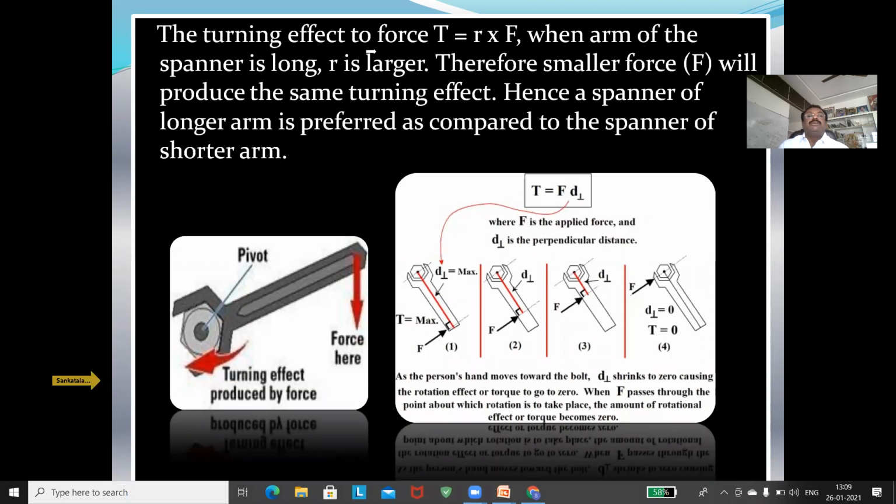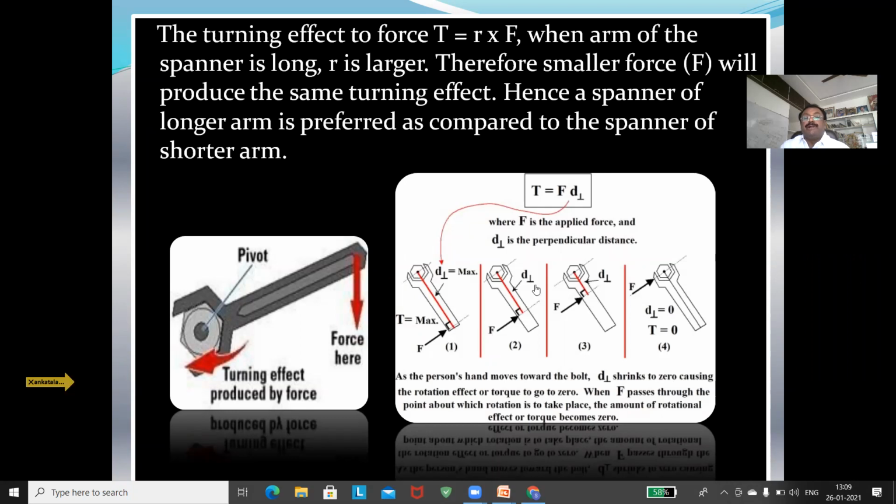The turning effect is R into F. When the arm of the spanner is long, R is larger. Therefore, a small force will produce the same turning effect. Hence, a spanner of longer arm is preferred as compared to a spanner of shorter arm. You go through these pictures. If the force is applied at this corner, the perpendicular distance is more, then the torque is also more.